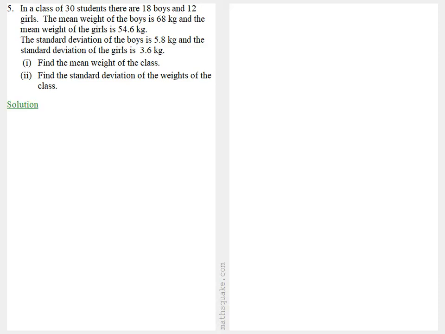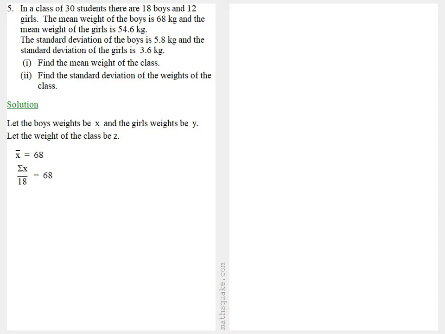Now to solve this, let's represent the weights of the boys by x and the weights of the girls by y. Also, let's represent the weights of the class with z. Now, the mean of the boys' weights, that's x bar, is equal to 68, which means the total weight, sigma x over 18, is equal to 68. If we multiply both sides by 18, we get sigma x is equal to 68 times 18. In other words, the sum of all the weights of the boys is 1,224 kilograms.